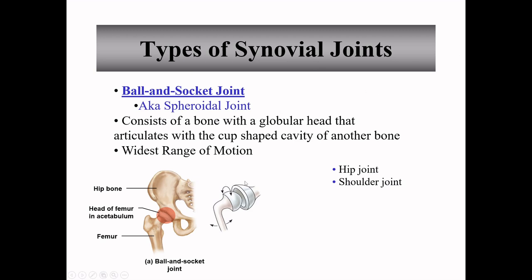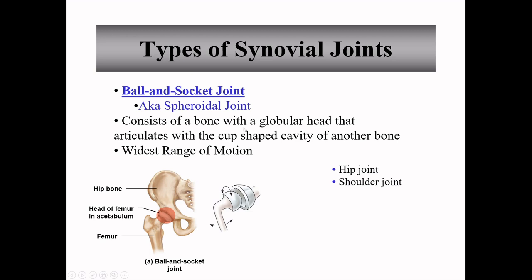The first one, really easy one, ball and socket joint. Ball and socket joint is also known as a spheroidal joint. So when I see this, I see sphere first thing. Sphere is a ball or a round object. Round, ball and socket, sphere, ball and socket. I make that association, so this is always an easy one to get to.